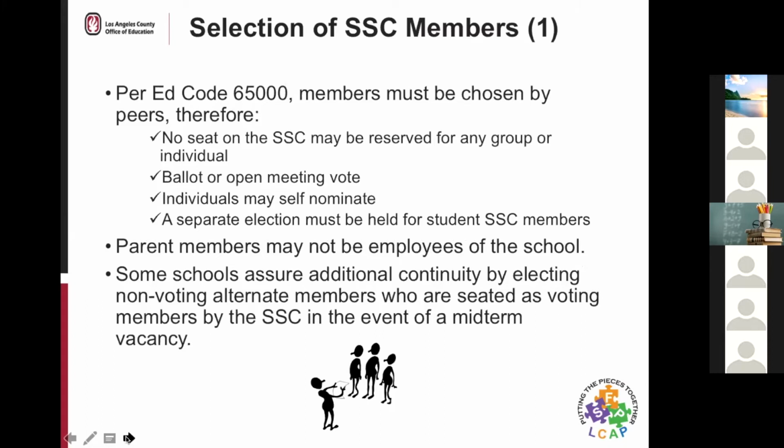Per education code, school site council members must be selected by their peers. This means that classroom teachers must be selected by classroom teachers. Other school personnel who are not classroom teachers must be selected by other school personnel who are not classroom teachers. And parents and community members must be selected by parents of students attending the school. And at the secondary level, students attending the school must be selected by students attending the school.